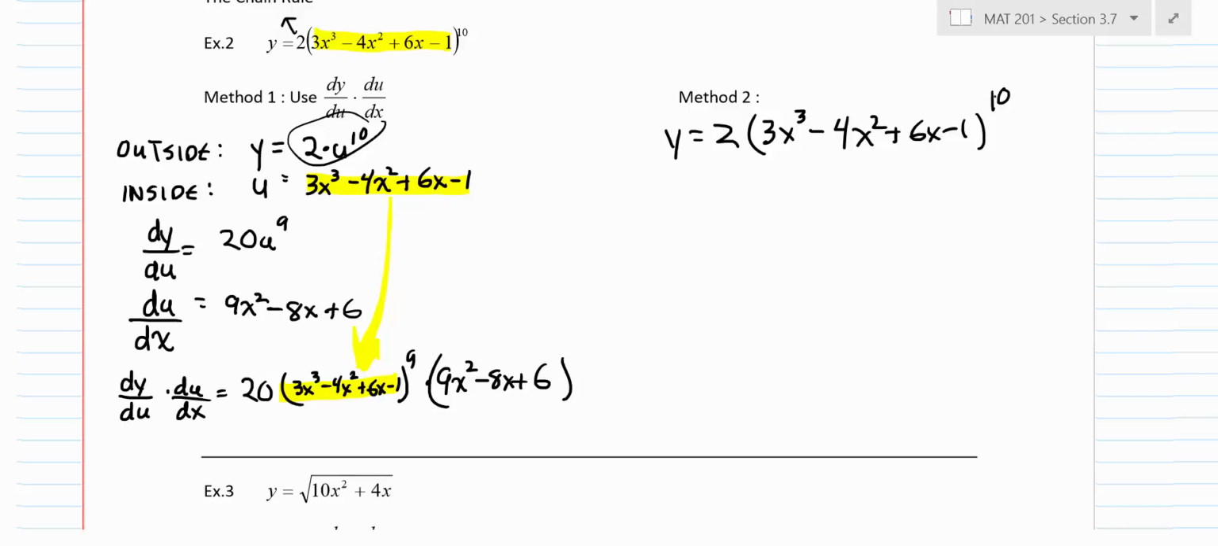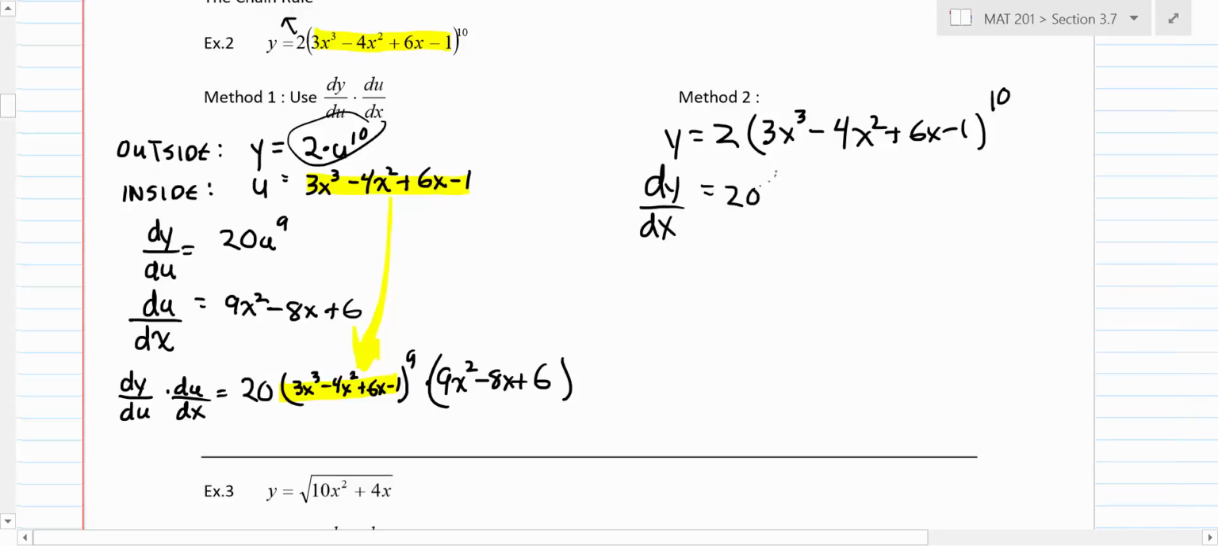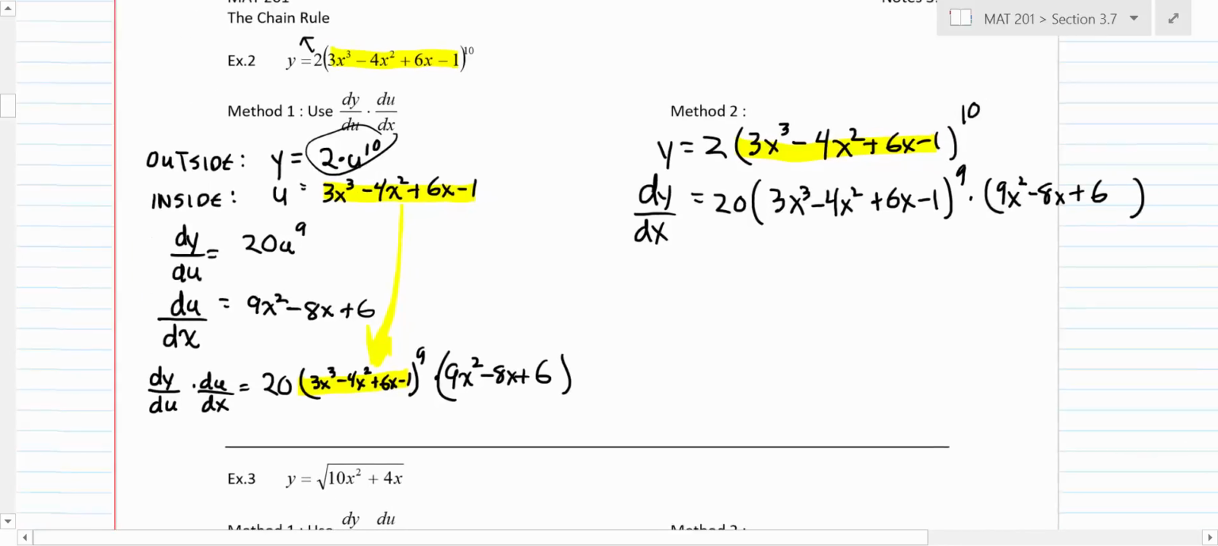And you'll get the same thing. You've got to remember that times the derivative of what's inside. That's your function that's inside the bigger function. So then you would have dy over dx, and you'll be able to do this problem in your head. Bring down that 20. Always leave whatever's in that parenthesis alone. That's to the 9th power. And then in your head, you just do the derivative of what's inside. Man, you can do that fast. So this is 9x squared minus 8x plus 6. Got the same answer.